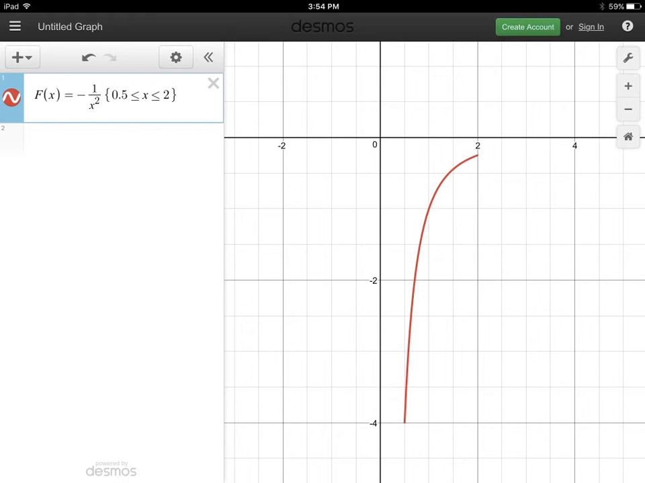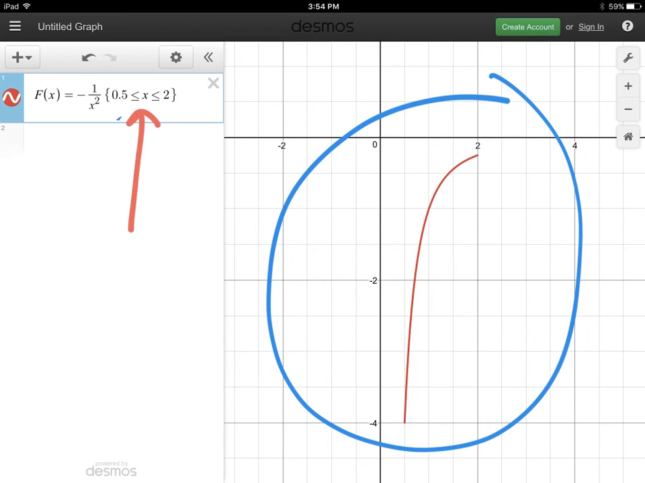So as you can see, I've graphed the function negative 1 over x squared, and the way you add a closed interval for the domain is simply next to it you put the interval with inequality notation in curly braces. So please remember to use the curly braces if you ever want to add an interval on your graph. And so what we see is that in fact we do have that y value, a max, which is about negative 1/4. Oh my goodness, that doesn't look like 1/4. And down here we have that negative 4.